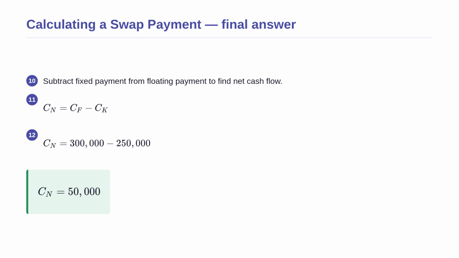We subtract the fixed payment Company Alpha owes from the floating payment they are supposed to receive. 300,000 minus 250,000 leaves us with a positive $50,000. This means Company Alpha does not send any money at all. Instead, Company Beta simply sends one check for $50,000 to Company Alpha. Because the floating rate was higher, the fixed rate payer came out ahead for this specific period.